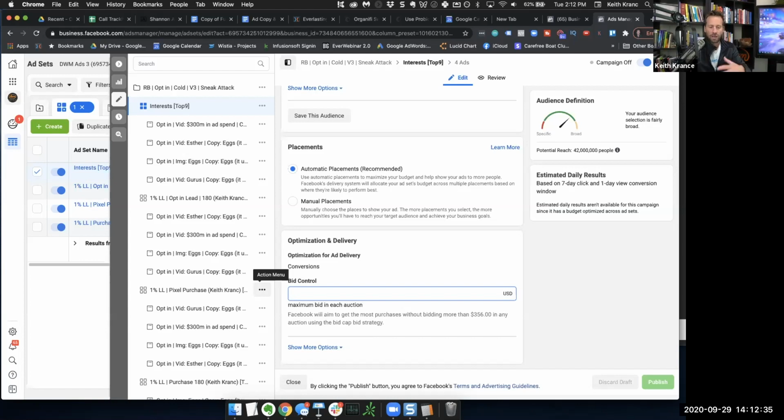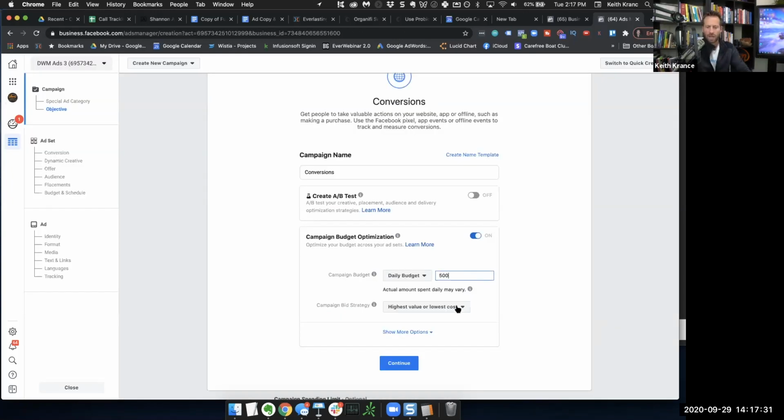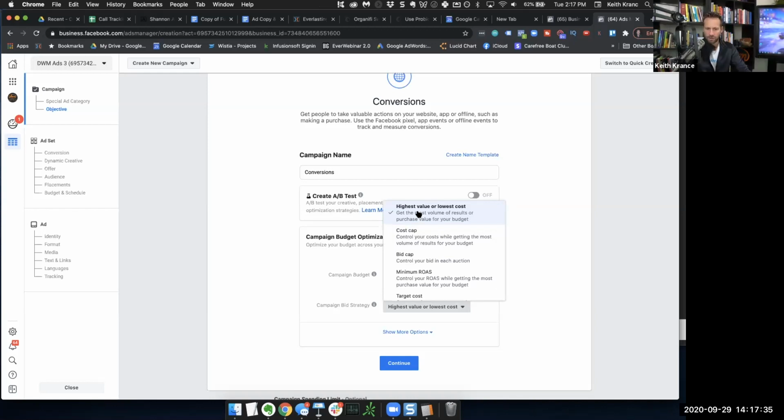But let's say that we found the sweet spot to be 300 even. Now what I can do is I can go over here and create a new campaign. So highest value, lowest cost is the standard that we usually start with, that most of our campaigns are using. We haven't seen as good a performance with cost cap, and a lot of people, we don't recommend this.